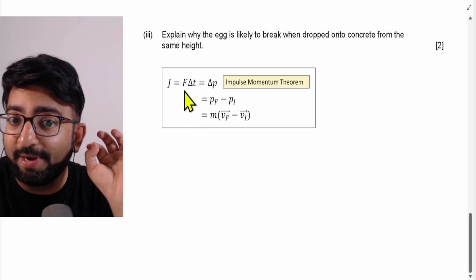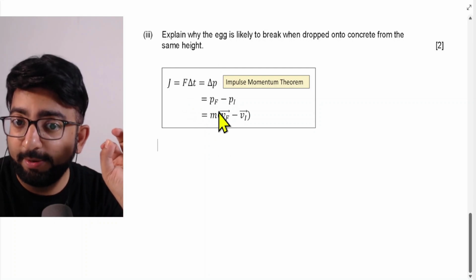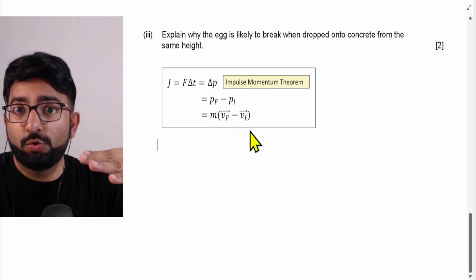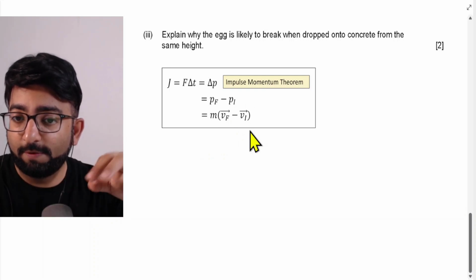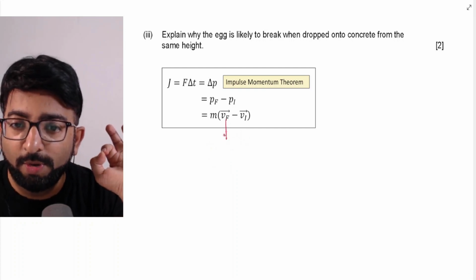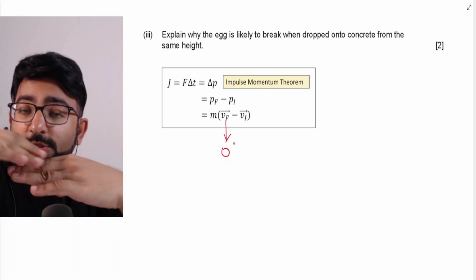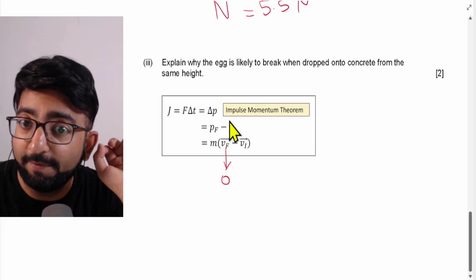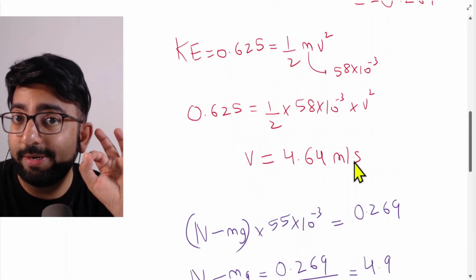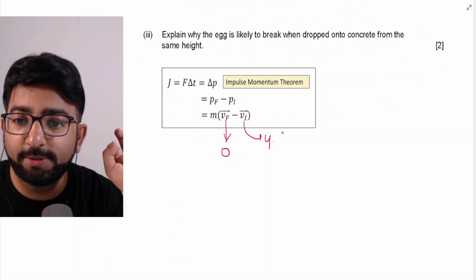So the value of F delta t is equal to the change in momentum, which is equal to m times final velocity minus initial velocity. Now, since the egg is supposed to come to rest after hitting the surface, the final velocity is zero. Let's write that down. And initial velocity is the velocity of the egg just before hitting the surface. In the previous case, we had figured out the value of that v to be 4.64 meters per second. So v initial is 4.64.